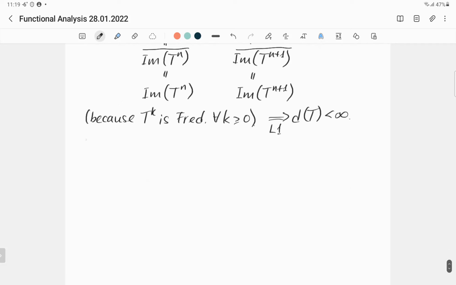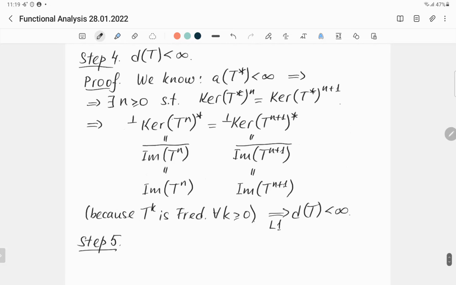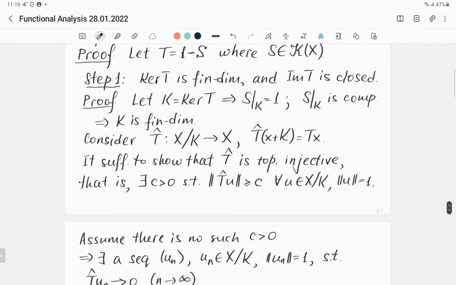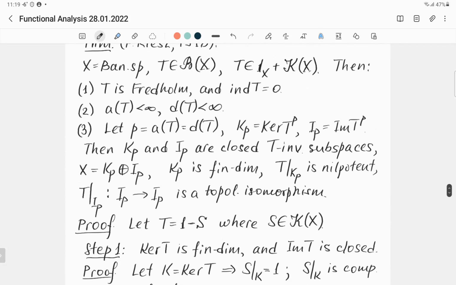And finally, step 5. This will be the final step of our construction. We have to show part 3. Let's look again at the statement. We have to prove there is a decomposition here, and we have to show that the index of T is 0.